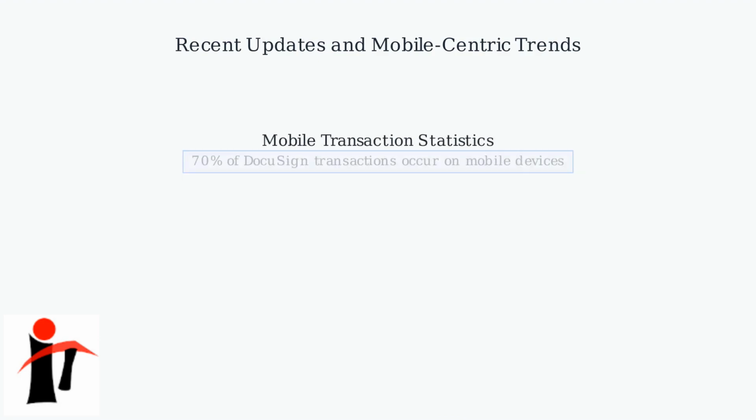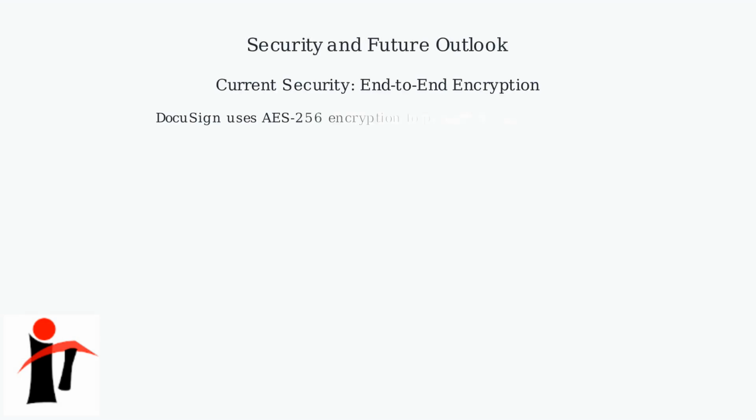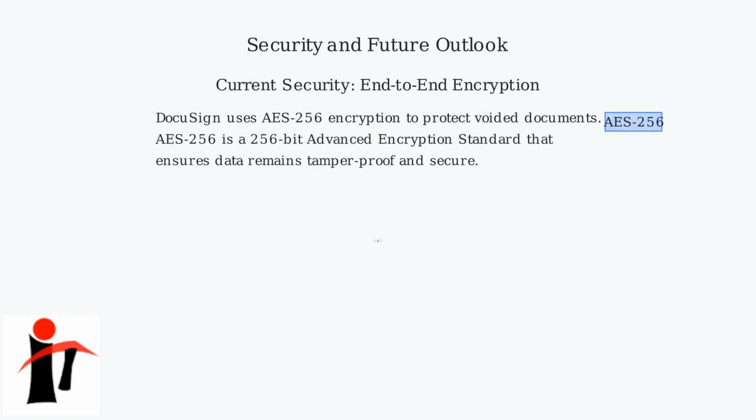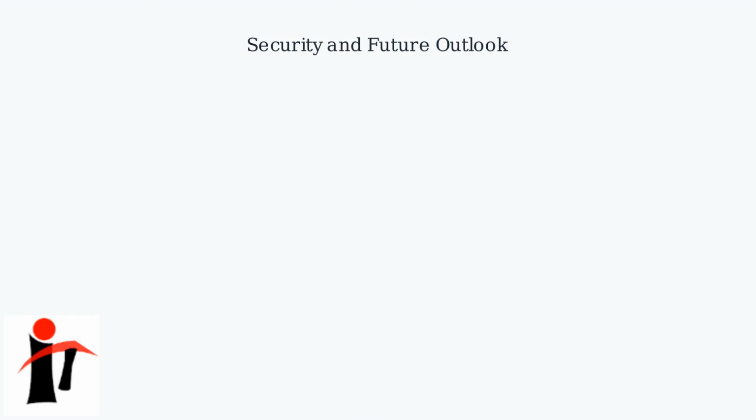As of 2025, 70% of all DocuSign transactions take place on mobile devices, underscoring the critical importance of robust mobile voiding capabilities. DocuSign maintains robust security through end-to-end encryption using the AES 256 standard, which is a 256-bit advanced encryption standard that ensures voided documents remain completely tamper-proof, meaning any unauthorized changes can be detected.